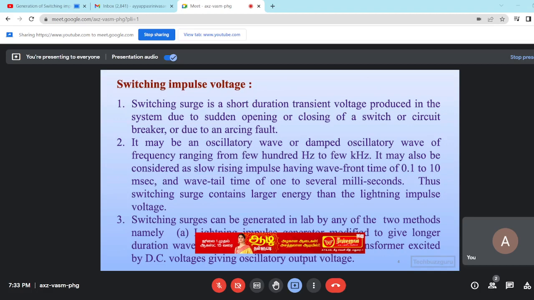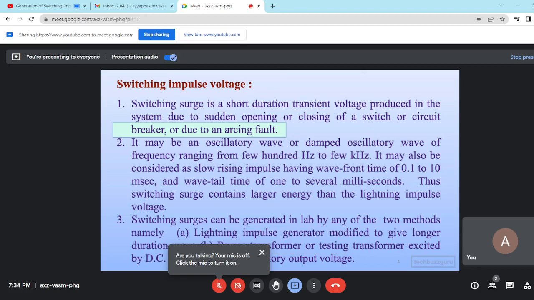Let us understand the characteristics of switching impulse voltage. What is a switching surge? A switching surge is a short duration transient voltage produced in the power system due to sudden operation, opening or closing of a switch or a circuit breaker due to an arcing fault. So switching surges are a result of operation of a circuit breaker in the electrical power system. Circuit breakers usually operate whenever there is a fault detected by a relay. So the unhealthy system is isolated from the healthy system, and in the process the healthy power lines or healthy part of this system may experience over voltages known as switching surges.